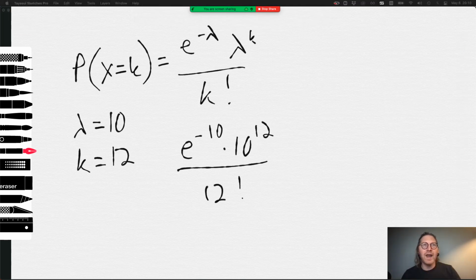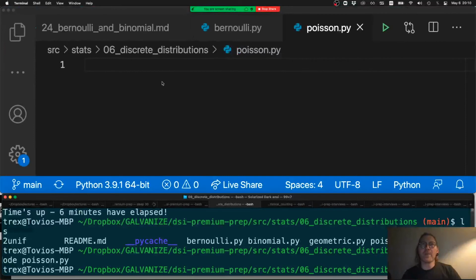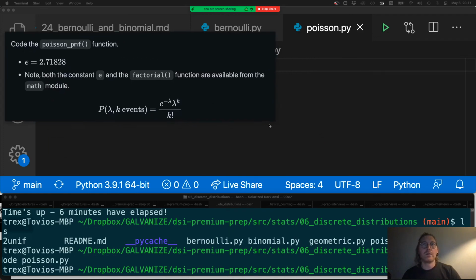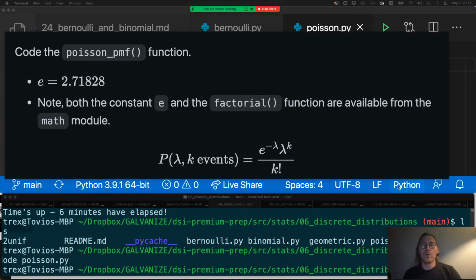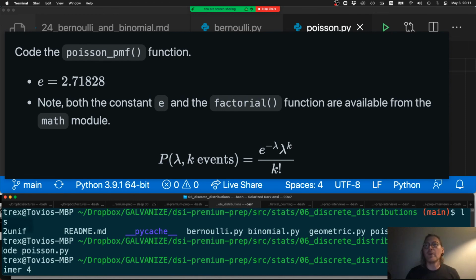Before we work that out, I'm going to have you attempt to code the Poisson PMF, all right? There are a couple ways that you could code this. You could hard code the value 2.71828 for e, because it is a constant. You can do that. Or you can import e from the math module. You'll also need factorial, right? That's going to be part of this too. So from math, import e, comma, factorial would do that for you. All right, so let's do 4 minutes on this and go ahead and code the Poisson PMF.